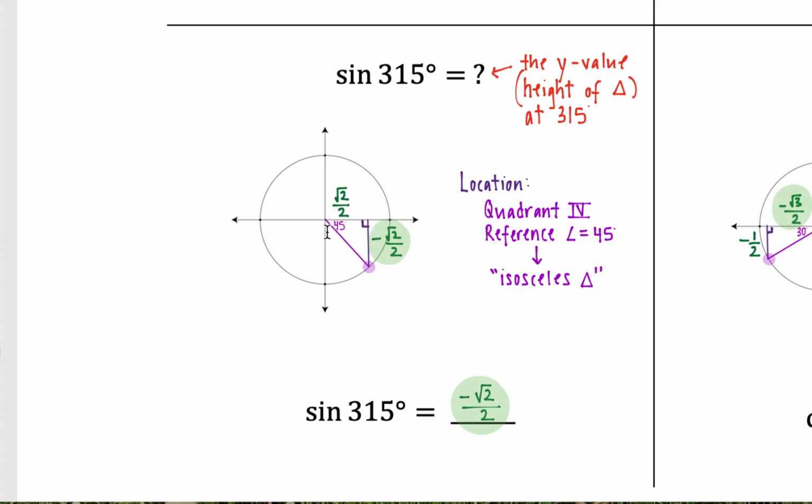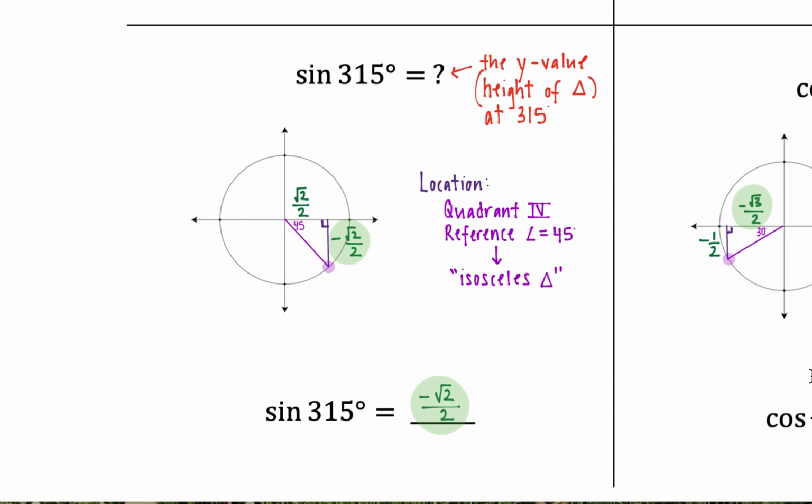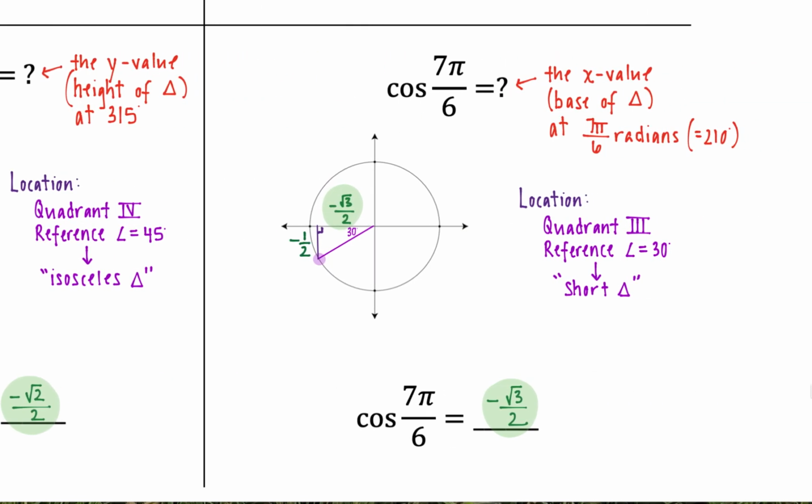And so this is that 45, 45, 90 triangle, the isosceles triangle. The nice thing about this one is it's the one where the base and the height are the same. They're both root 2/2. The only thing I did here is I added a negative because if I'm down, I'm talking a negative y value. And so now I can answer the question: sine of 315 degrees is negative root 2/2, which is just the y value or the height of the triangle at that location. And then one more just to get radians back on the table.